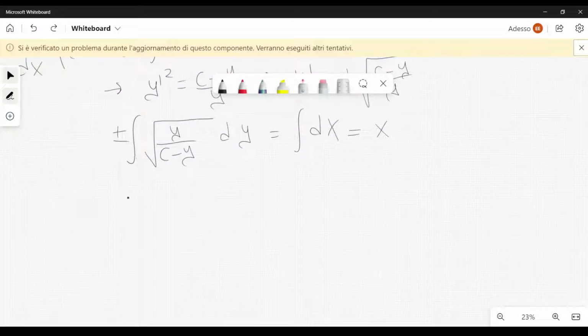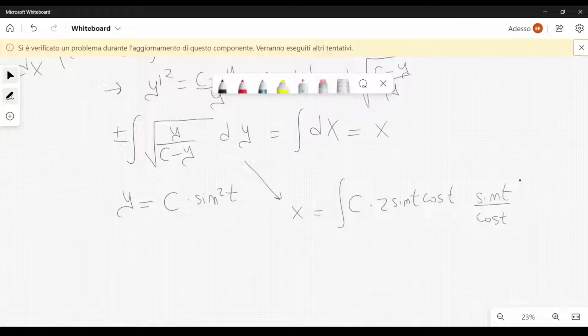And the integral can be carried out quite easily if we make a substitution: y equal to c times sine squared t, for example. If you make this substitution, we have x equal to the integral of c times 2 sine t cos t times sine t divided by cosine t dt, and this is quite an easy integral to carry out.